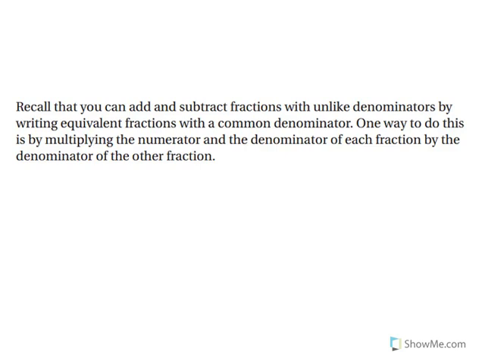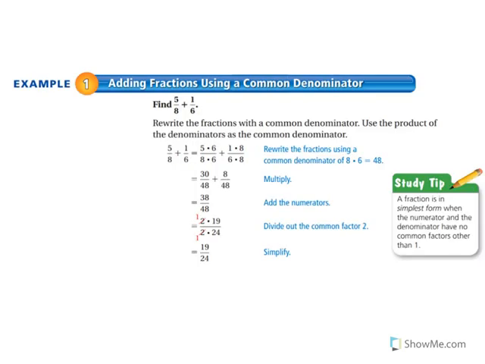So I want to first have you recall that you can add and subtract fractions with unlike denominators by writing equivalent fractions with a common denominator. One way to do this is by multiplying the numerator and the denominator of each fraction by the denominator of the other fraction. When you do that, you give both of the fractions the same denominator. That is one way of doing it. That's the first example we're going to look at.